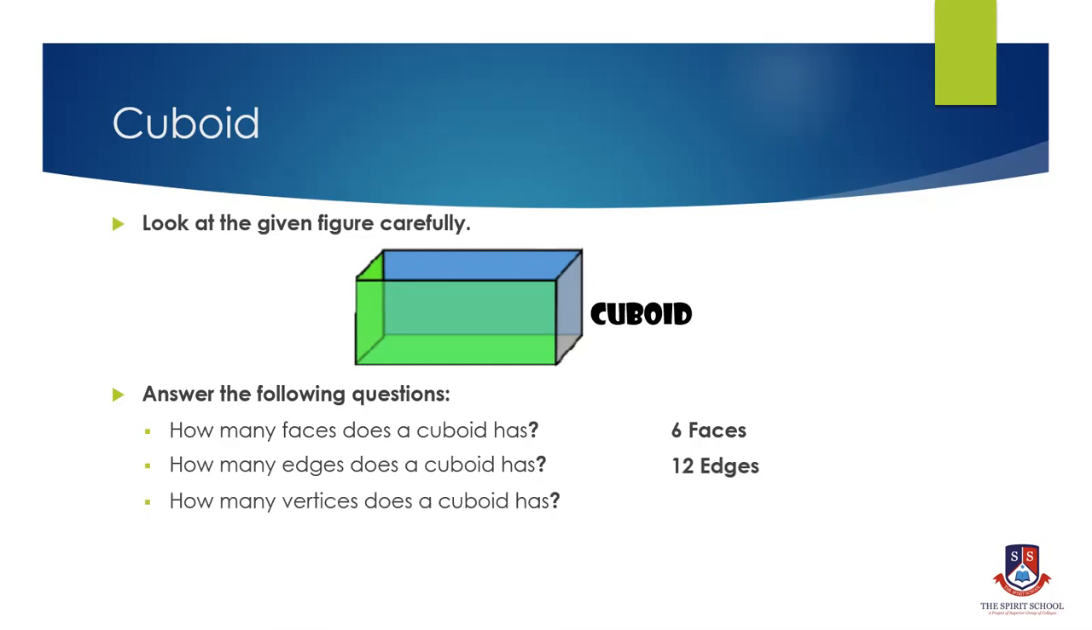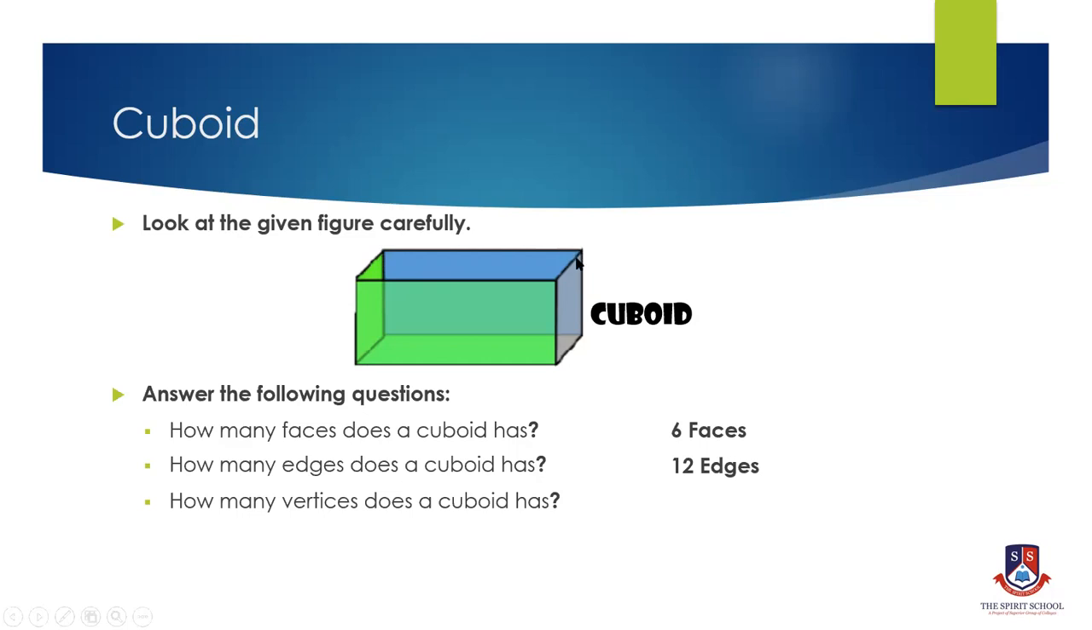Now let us see how many vertices a cuboid has. So basically when three edges meet each other, they form a corner, and we call a corner a vertex, and the plural of vertex is vertices. So here I am asking how many vertices does a cuboid have. So here you can see that three edges are meeting each other to form a corner, and this corner is a vertex.